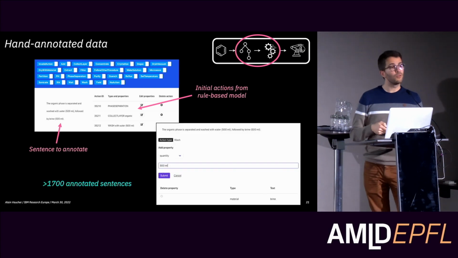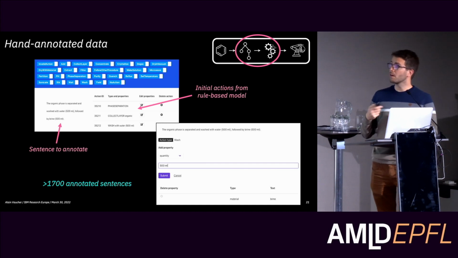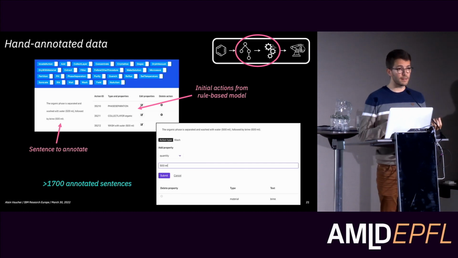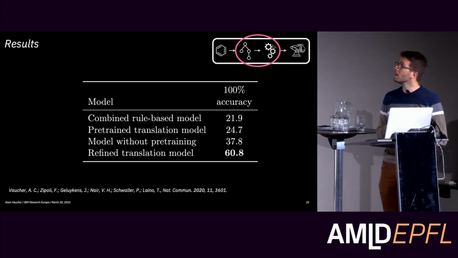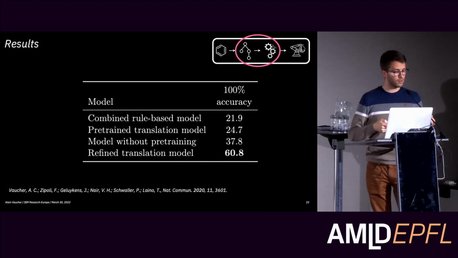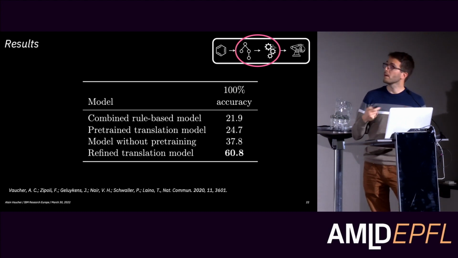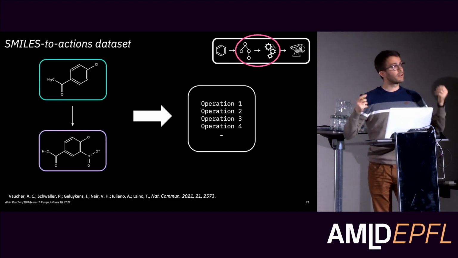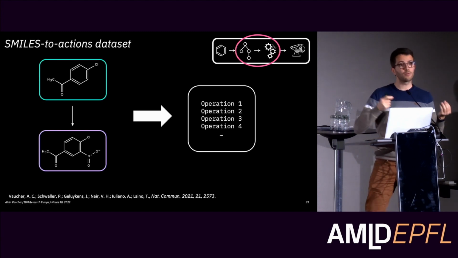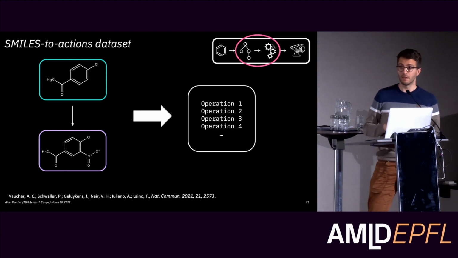And in this manner, we generated roughly 1,700 additional sentences of higher quality, with which we then fine-tuned the initial model. And this, in the end, worked quite well. So this combination of initial training on automatically generated data and then fine-tuning on higher quality data. So having this model, it then enabled us to come back to the task that we were actually interested in.